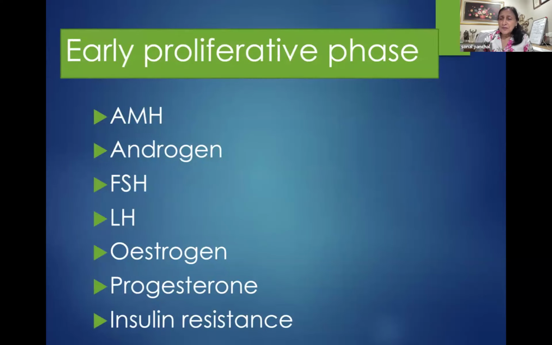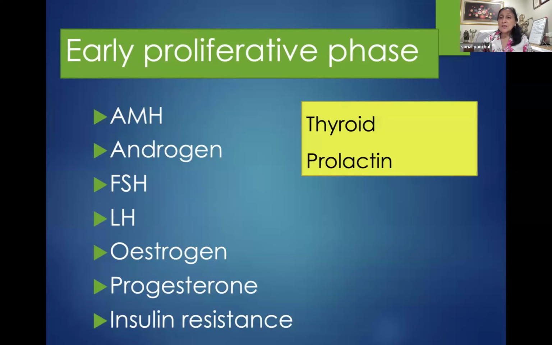Starting with the early follicular phase, the hormones that are of interest at that stage would be AMH, androgen, FSH, LH, estrogen, progesterone, and of course, insulin resistance. I know that when we get the blood test done or the so-called infertility profile done, we also want to investigate the thyroid and the prolactin, but I've purposefully not included this here since they do affect the reproductive system a lot, but they are not truly reproductive endocrines.